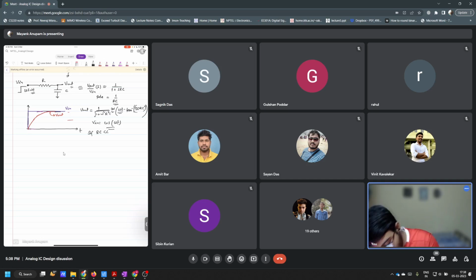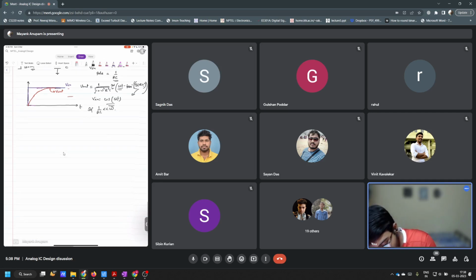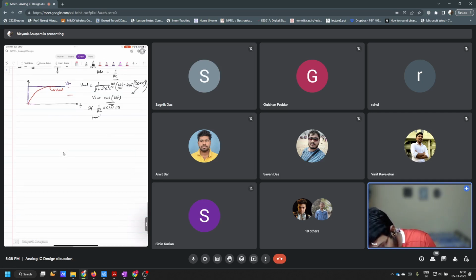I forgot. So if 1 over RC is much less than omega, then can you simplify this? Then this tan inverse of omega RC can also be written as tan inverse of omega by 1 over RC, isn't it? It can be written like that.